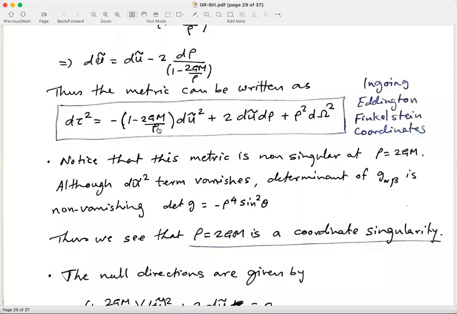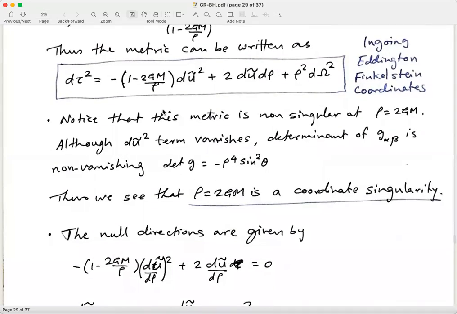So since nothing special happens, we have for the first time shown that rho is equal to 2 gm is what is called a coordinate singularity. By coordinate singularity, we mean that it is an artifact of choice of coordinate system. For example, in the ingoing Eddington-Finkelstein coordinates, nothing special happens at rho equals 2 gm.